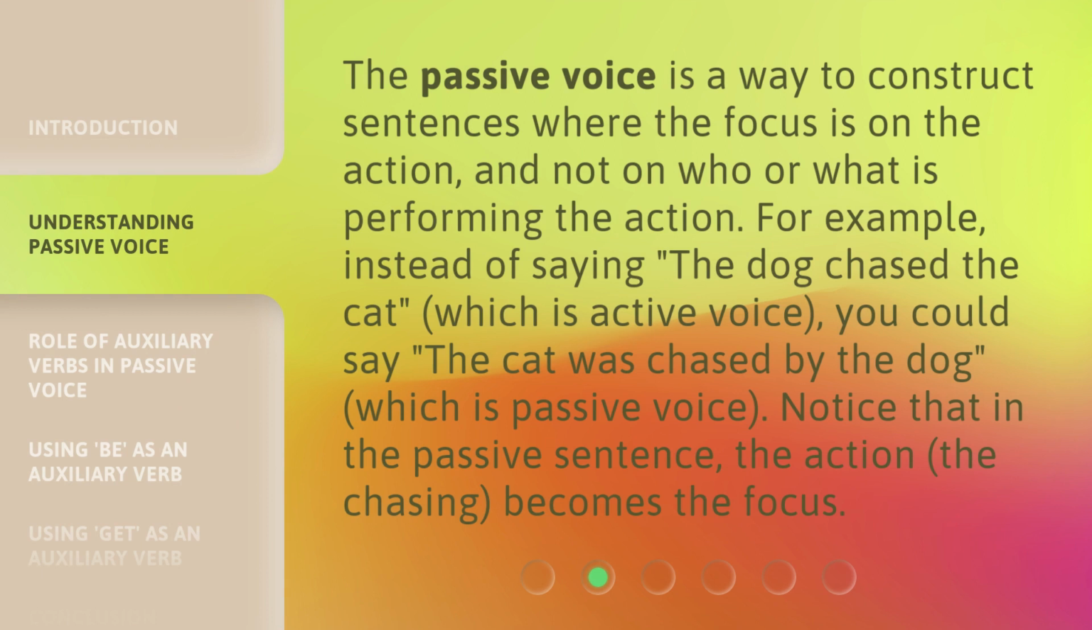The passive voice is a way to construct sentences where the focus is on the action and not on who or what is performing the action. For example, instead of saying, "The dog chased the cat," which is active voice, you could say, "The cat was chased by the dog," which is passive voice. Notice that in the passive sentence, the action, the chasing, becomes the focus.